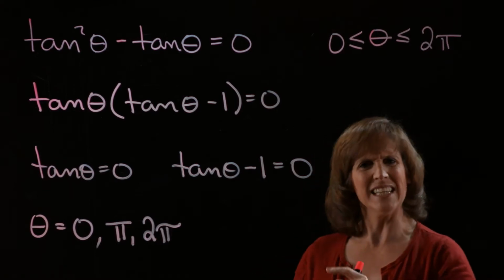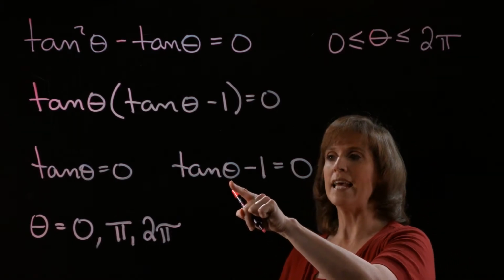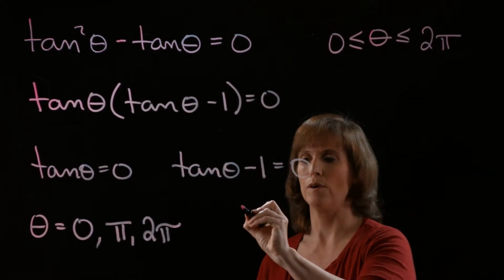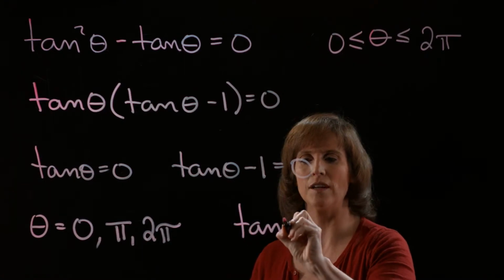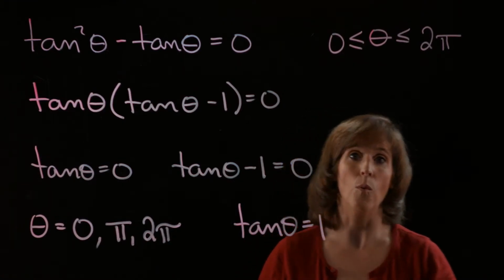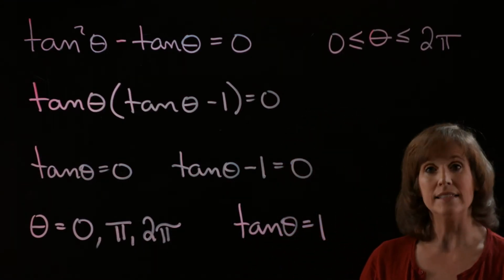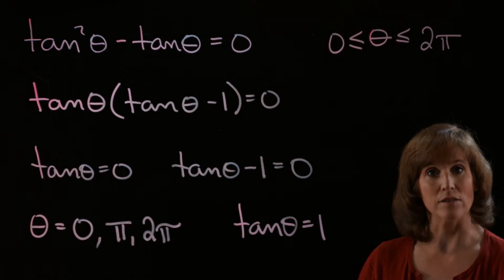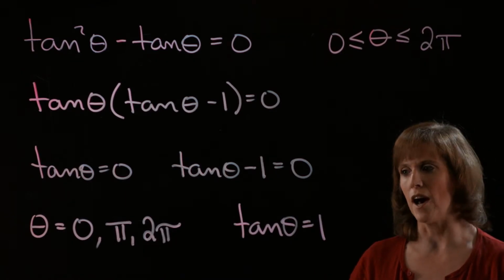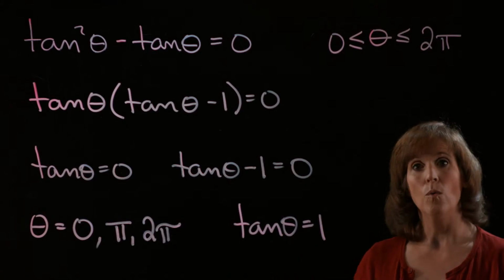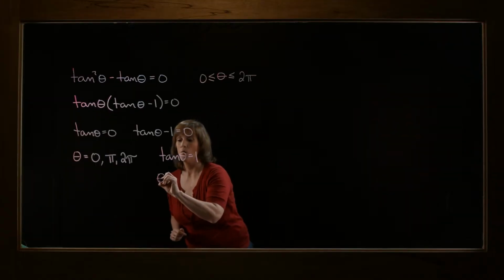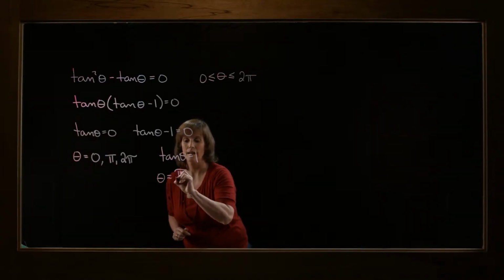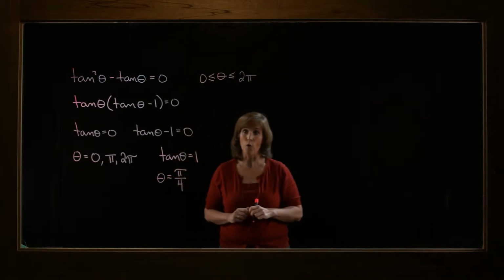Okay, let's take a look at the second piece now. This one requires just a little bit more work. I have the tangent of theta minus 1 equals 0. So that means that the tangent of theta has to equal 1. And again, this is going to be one of my special angles. What do you take the tangent of to get 1? Well, one possible answer is pi over 4.